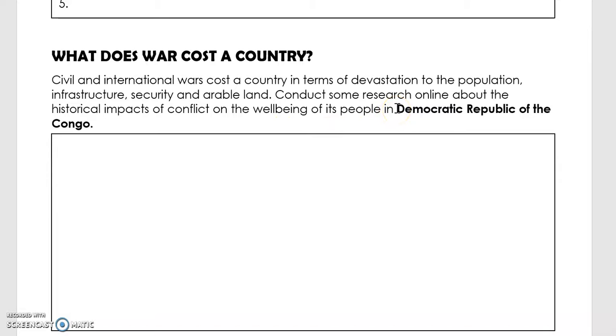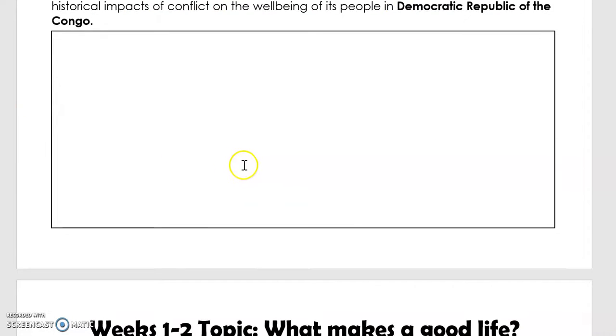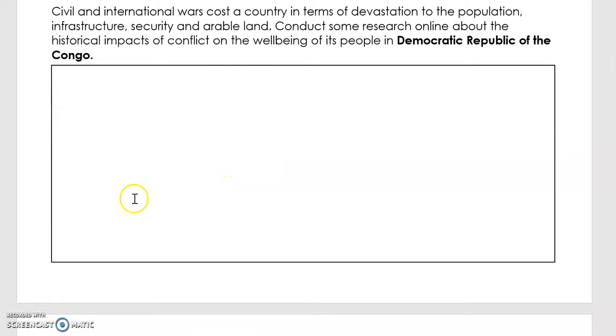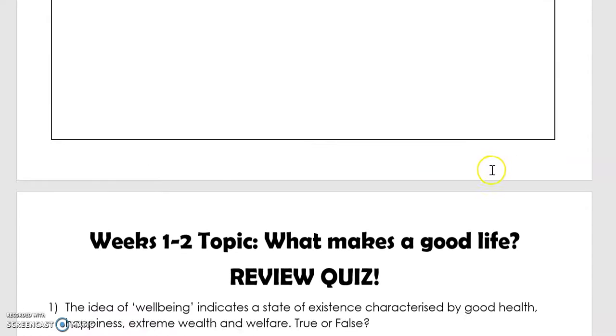I want you guys to look at the Democratic Republic of the Congo. Sometimes you'll hear it referred to as the DRC for short because it's such a long name. So in the DRC, they have a very extensive history of civil war, and it is just not a stable country at all. So have a look at some historical impacts of conflict and how that's impacted the DRC today. If you're using a computer, you can copy and paste some information there, or you can write some notes, some dot points there as a summary.